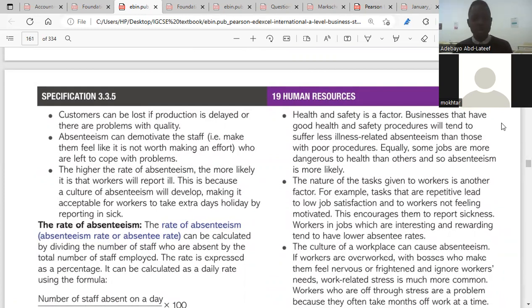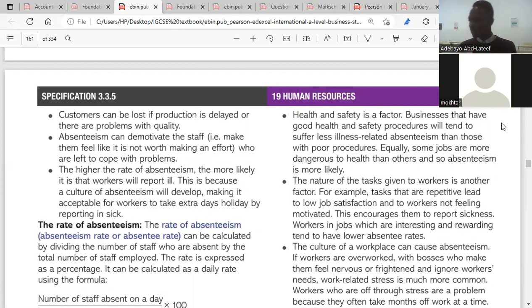Another reason why it's difficult to really measure the rate of absenteeism is that some companies are conscious about health and safety, while others are not conscious about it. So companies that are conscious about health and safety would have less ill-related absenteeism than companies that are not conscious about it.